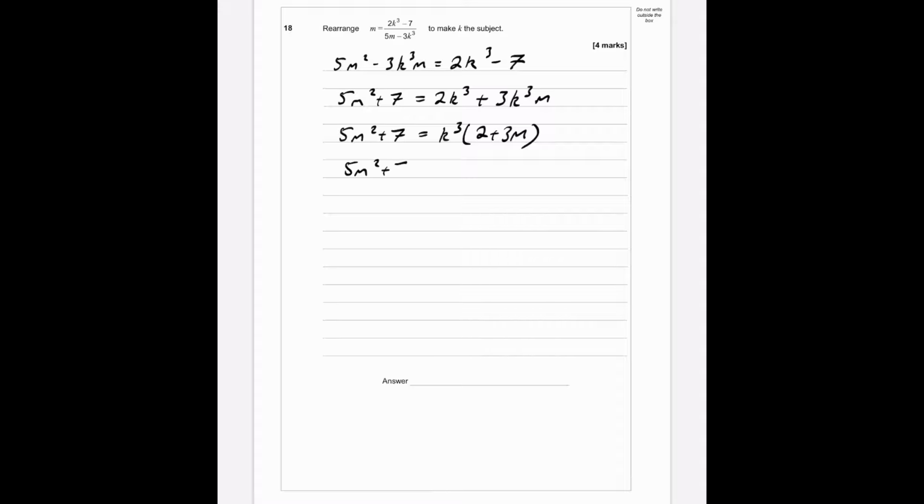Factorising out the k cubed from the right hand side and then dividing both sides by 2 plus 3m, we get an expression for k cubed. And so the last step is to cube root both sides. So k is equal to the cube root of 5m squared plus 7 all over 2 plus 3m.